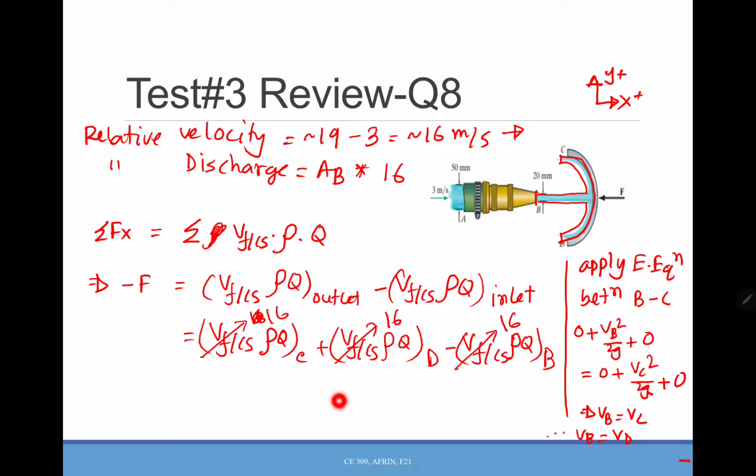You know the density, it's water, and now you need to know the Q. So what you can do here, QB equals QC plus QD. So you can apply that relation here, and that will give you the final F.